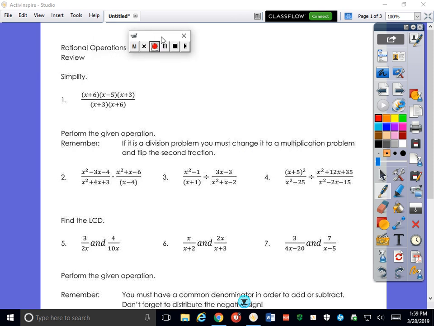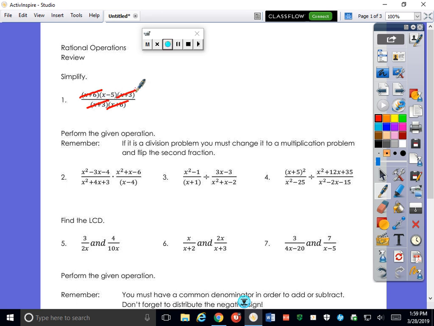Okay, so this is the test review for rational operations. So we're going to start with simplifying. Remember, on simplifying, all you're doing is crossing out anything that is alike on the numerator and the denominator. So it has to be in the top and in the bottom in order to be crossed out.